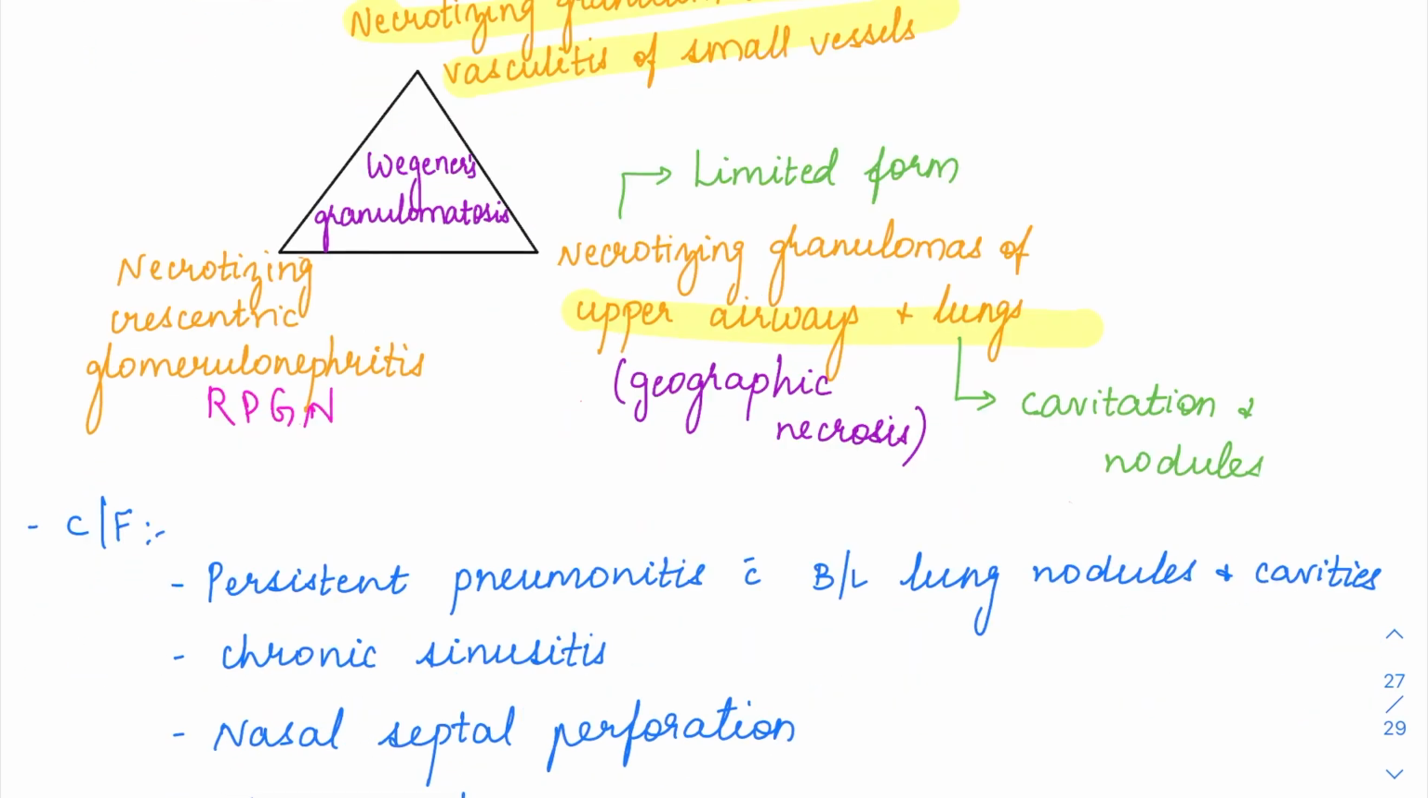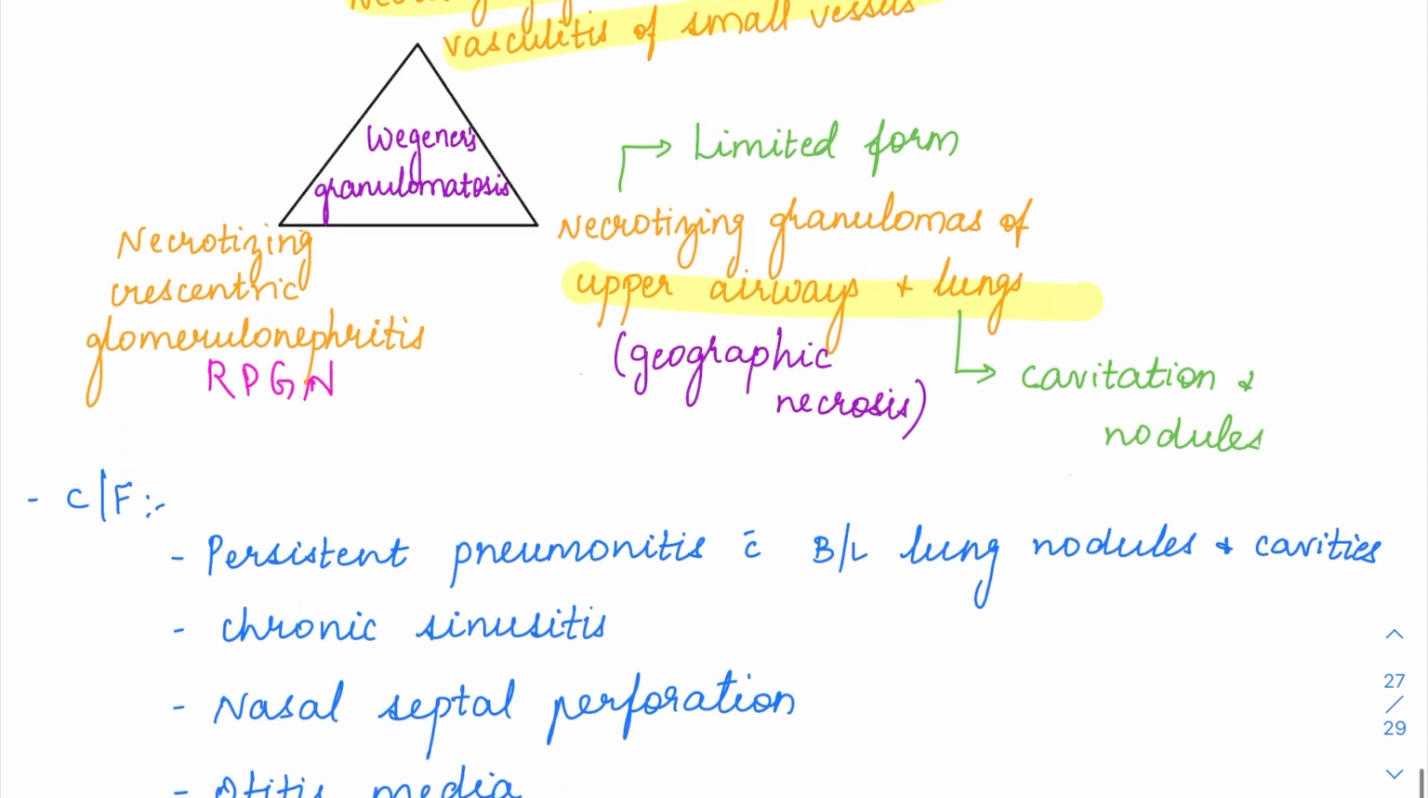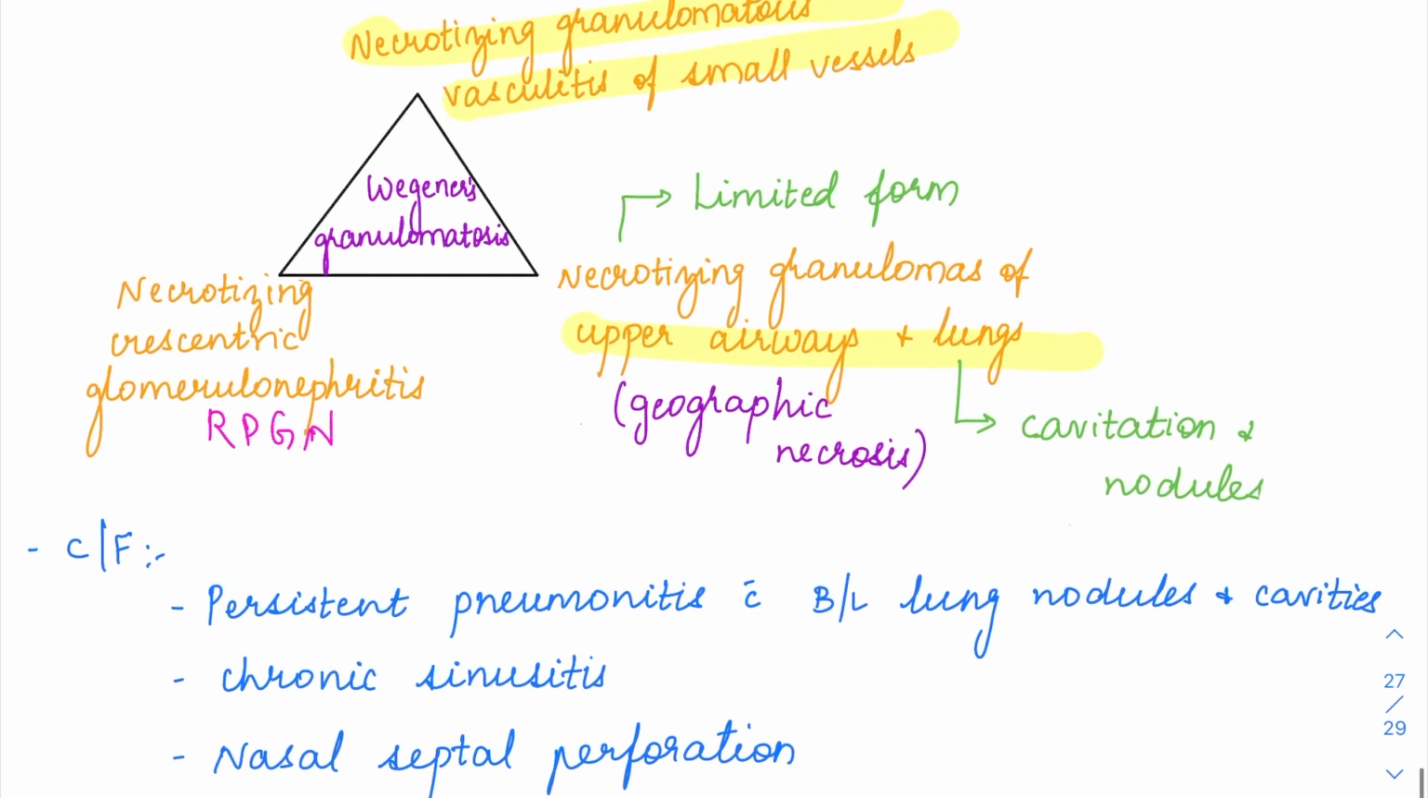So in lung, only when the upper respiratory tract is involved, that is called the limited form of vasculitis, limited form of Wegener's granulomatosis. While if the entire thing is being involved, it is going to have kidney features as well. So pulmonary and kidney features are very important for Wegener's granulomatosis. And in the lung, they are known to form cavities and nodules. So cavitation and nodules is a classical feature of Wegener's disease.